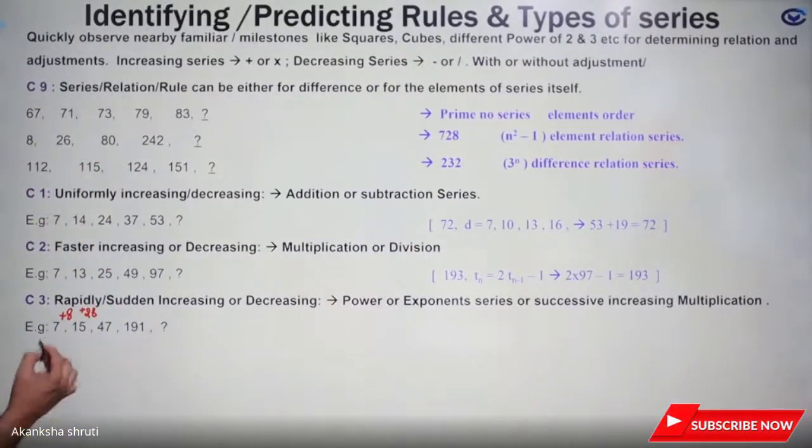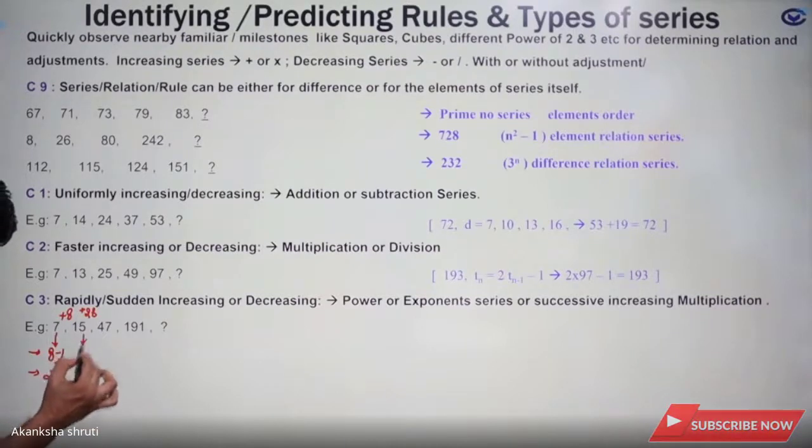Students, how to think? Closer to this 7, the number is 8. One may think like this: it is like 8 minus 1. It can be 2 cube minus 1. So one may take this as 2 cube minus 1. 15, one may think as 16 minus 1, because 16 is a familiar number. Here we can write 2 to the power 4 minus 1.